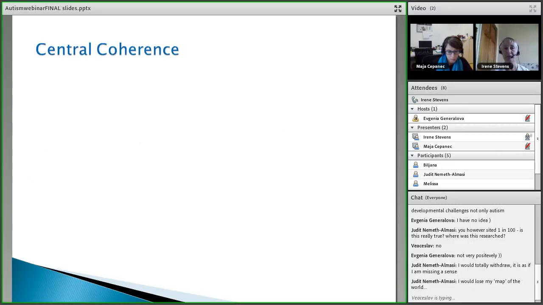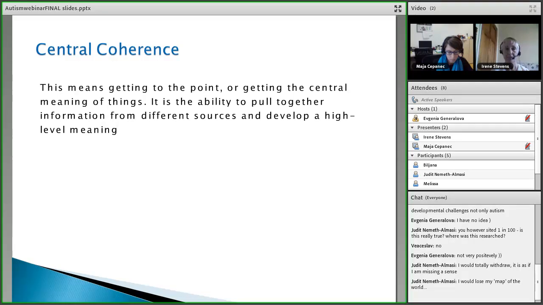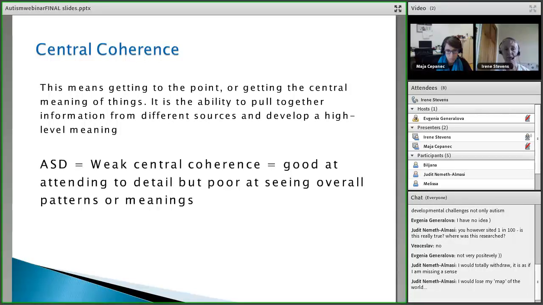The next thing I'd like to talk about is central coherence. Now, everyone, again, in usual development, as they get older, develops central coherence. And central coherence means getting to the point or getting to the central meaning of things. It's the ability to pull together information from different sources and develop a high-level meaning. Once again, what we've found is that children and young people affected by ASD have weak central coherence. So they're good at attending to detail, but they're poor at seeing the overall patterns or meanings.